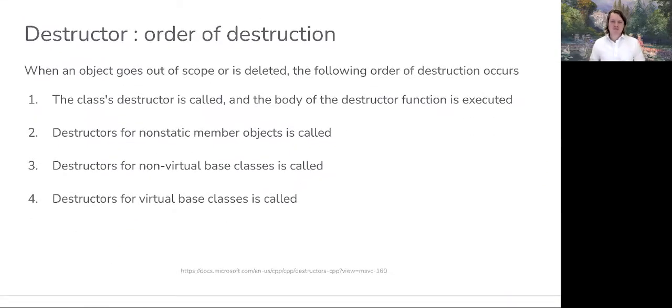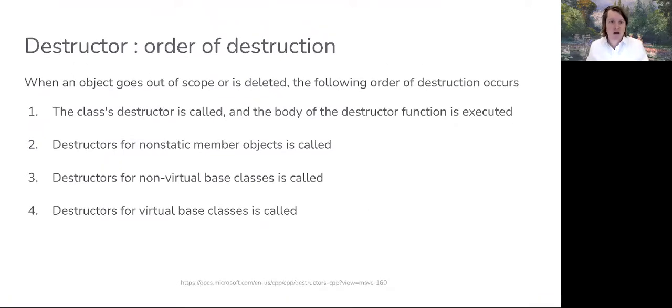Now, this is a combination of new information and things you've seen previously within this course. I just want to go through and reiterate and maybe clarify the order of destruction of an object. So this was taken from some Microsoft documentation. The link is there at the bottom of the slide. But here's what's important. When an object goes out of scope or when an object is deleted, the following order of destruction occurs. The class destructor is called first and the body of the destructor function is executed.